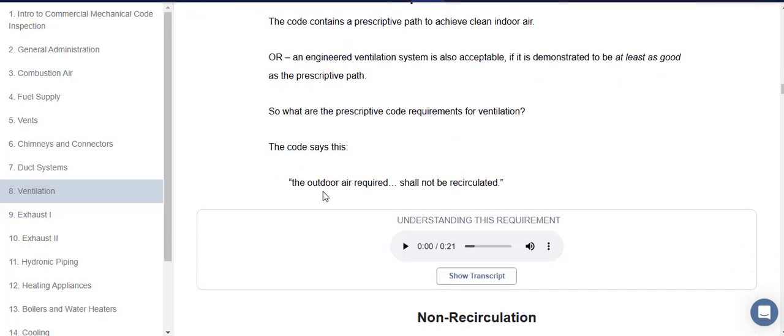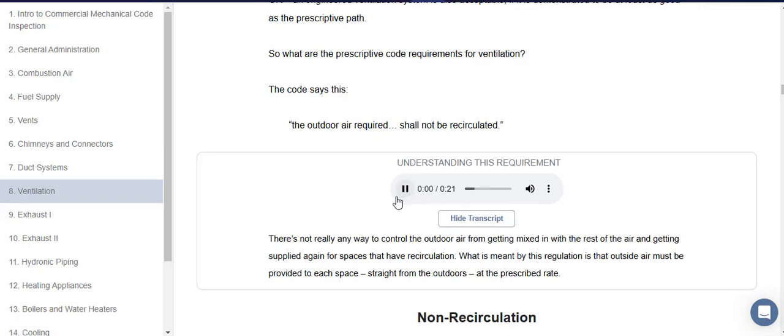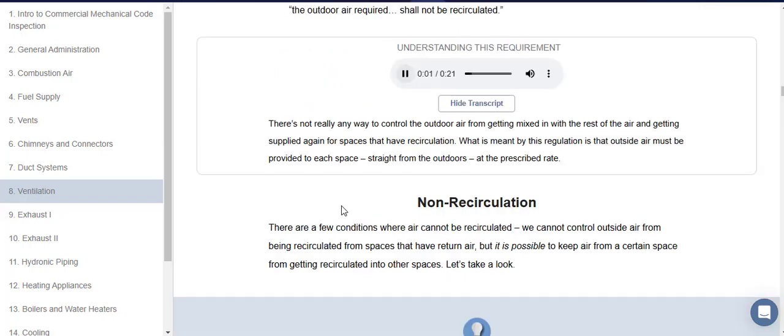The code says this: the outdoor air required shall not be recirculated. Understanding this requirement: there's not really any way to control the outdoor air from getting mixed in with the rest of the air and getting supplied again for spaces that have recirculation. What is meant by this regulation is that outside air must be provided to each space straight from the outdoors at the prescribed rate.